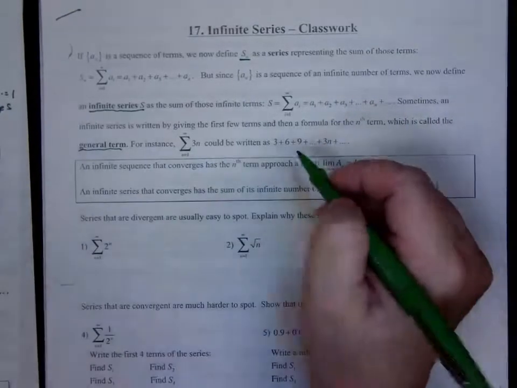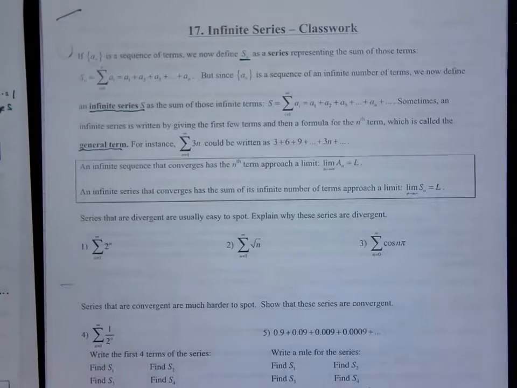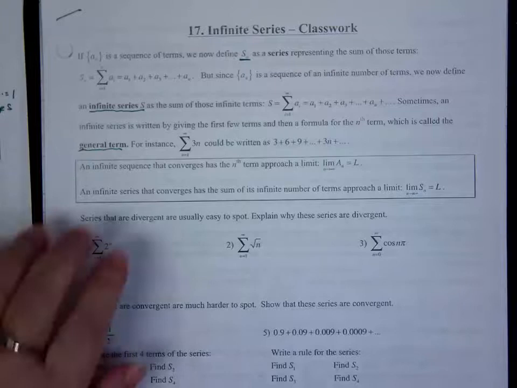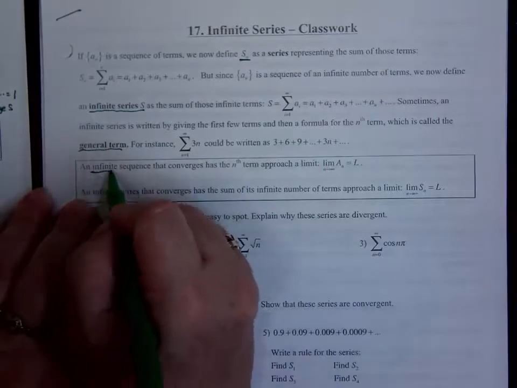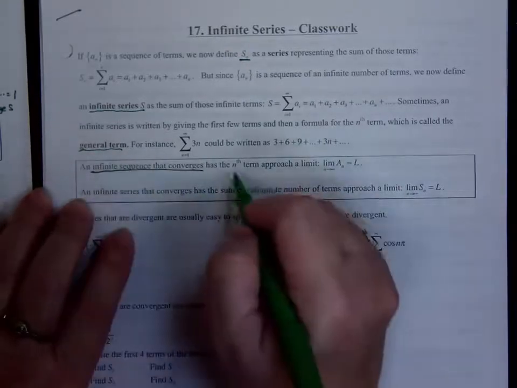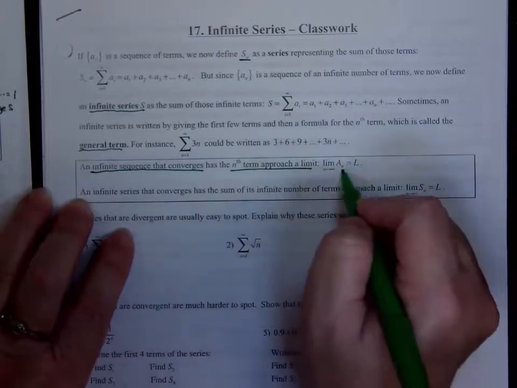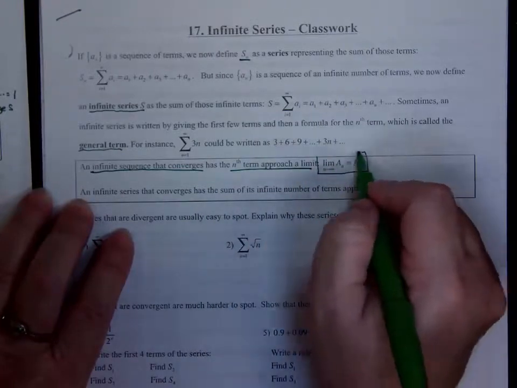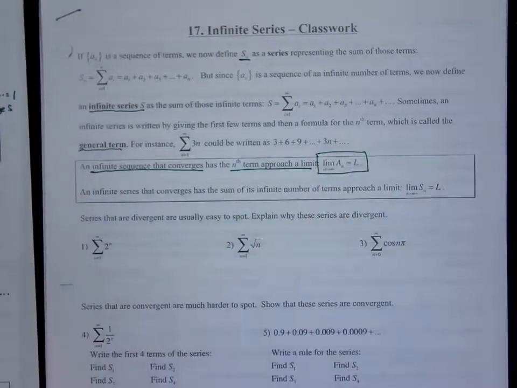Okay. Now, what is the difference between a converging sequence and a converging series? That's what we're going to talk about next. It says an infinite sequence that converges has the nth term approach a limit. So in other words, you're doing the limit on the sequence rule, whatever that explicit rule is. If that sequence rule approaches a number, it's going to converge. And that's what we talked about last class. If you get a number, it's going to converge. If you get an infinity, it's going to diverge.